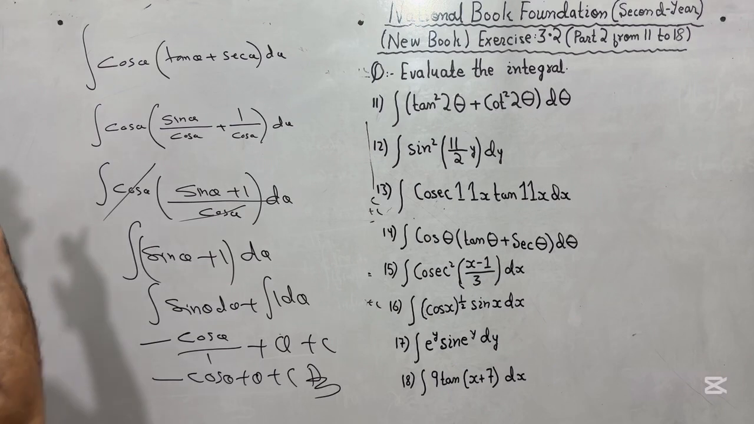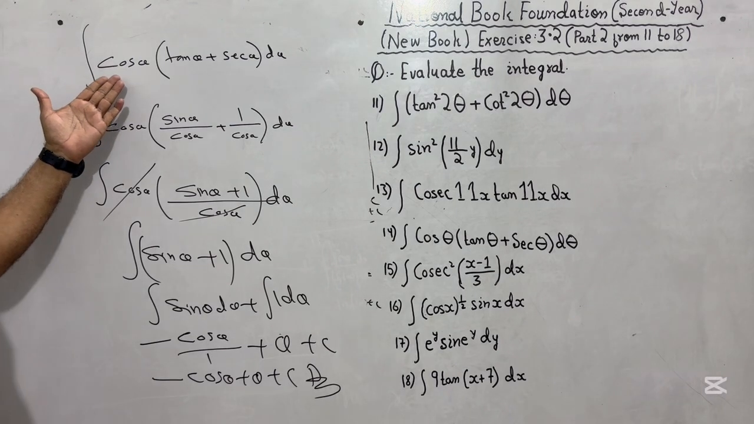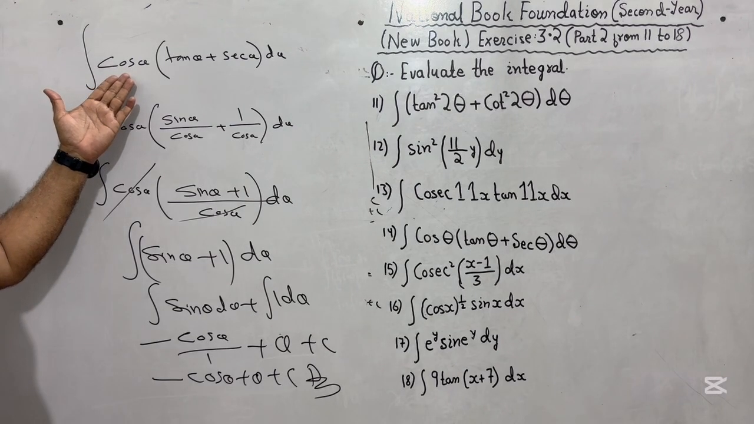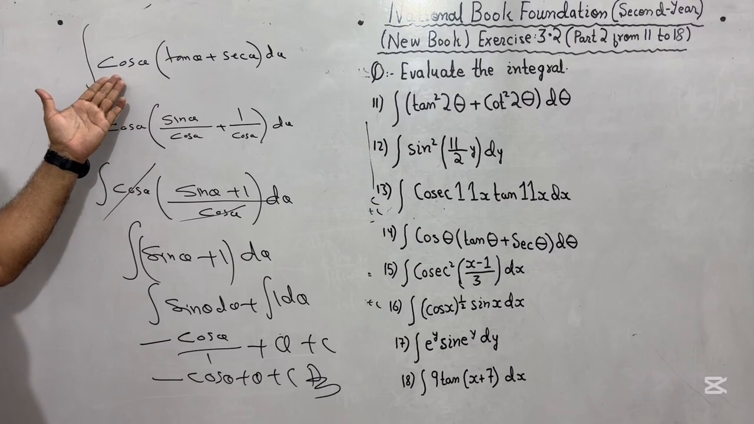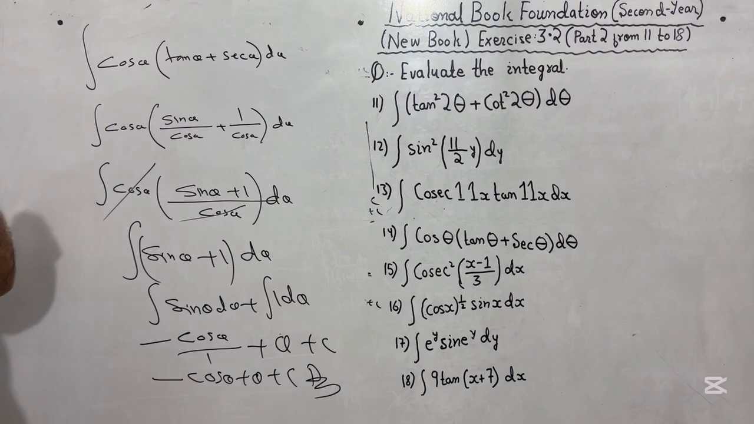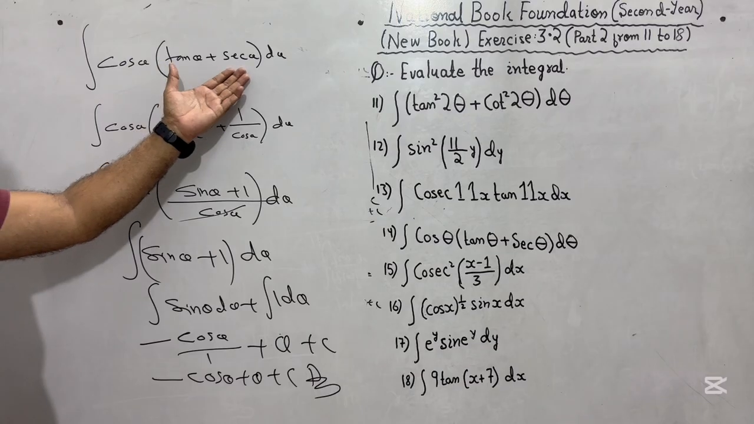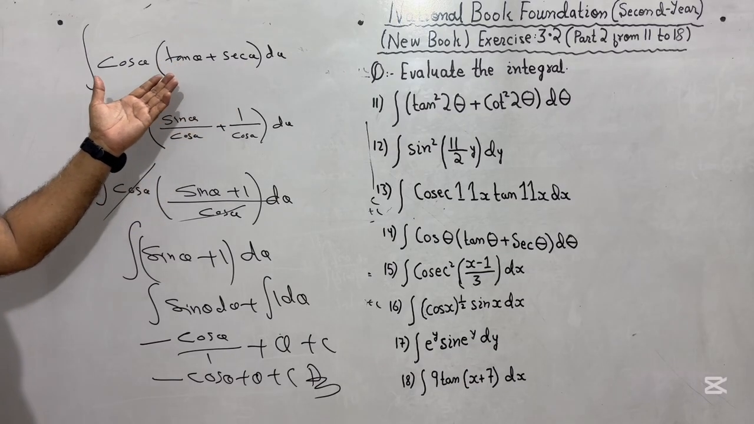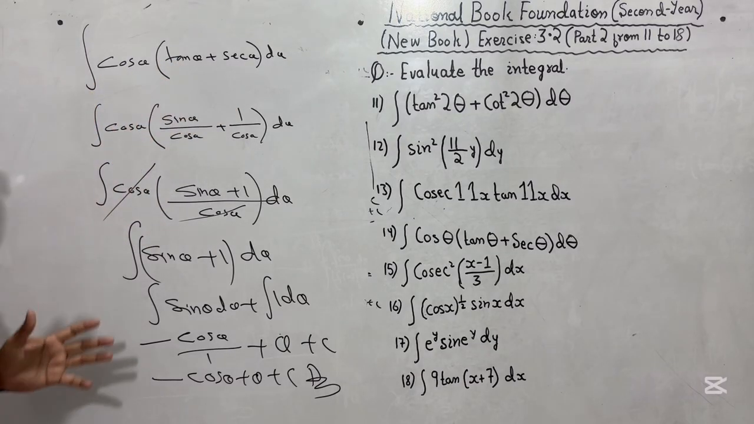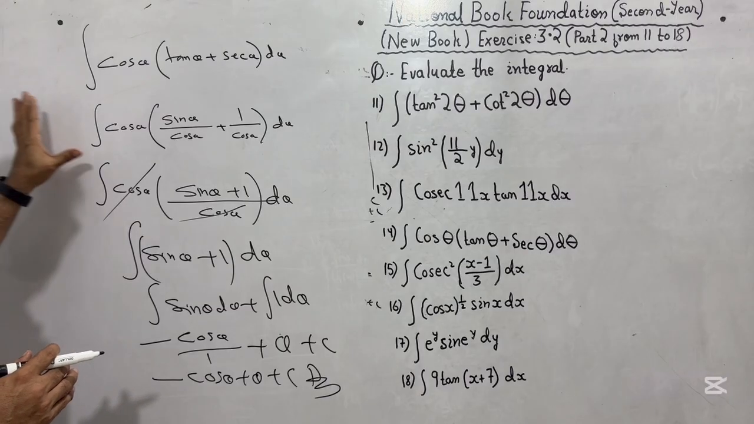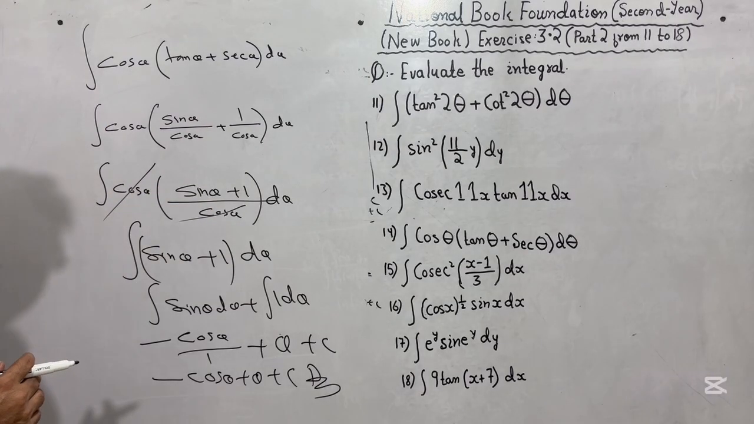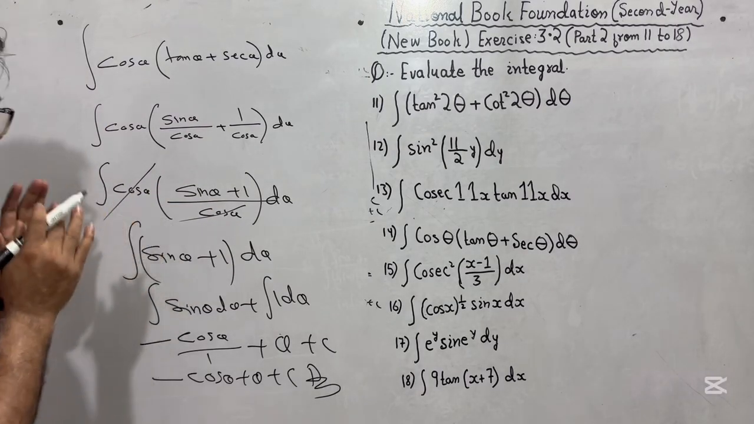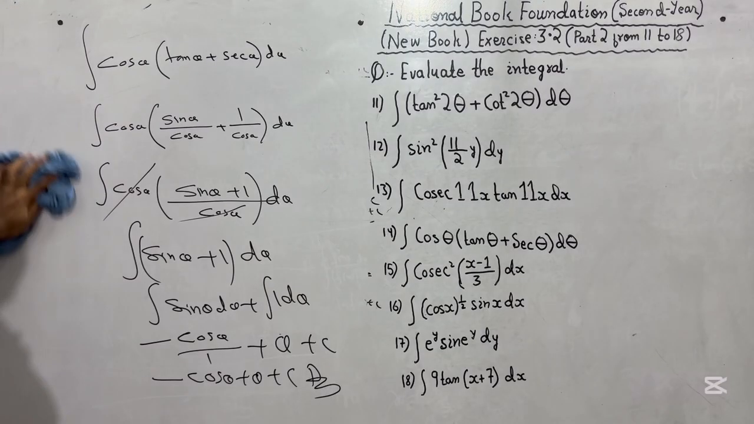Question number 14. Ask yourself, is it a function and derivative? Differentiation of cos is minus sine. Differentiation of tan is sec square. Differentiation of sec is sec as well as tan. That is not the case. Then become a child of trigonometry. Convert all the functions of trigonometry into sine and cos. It will pave the way for your solution.